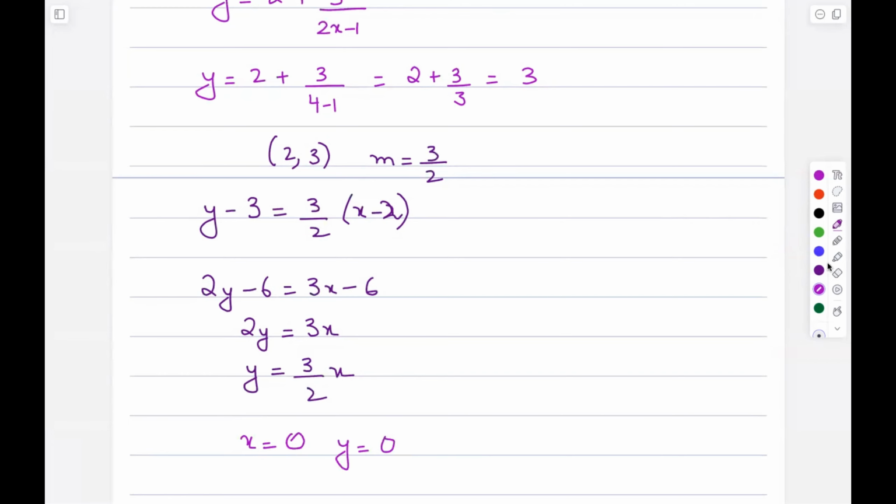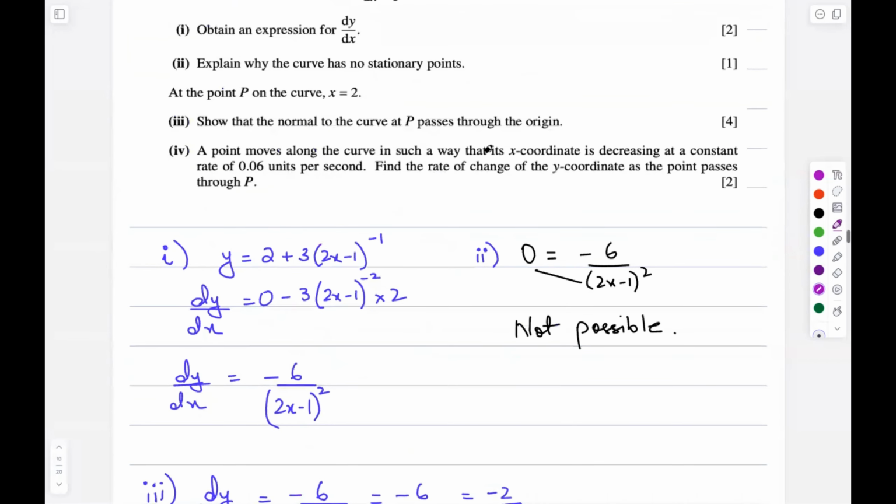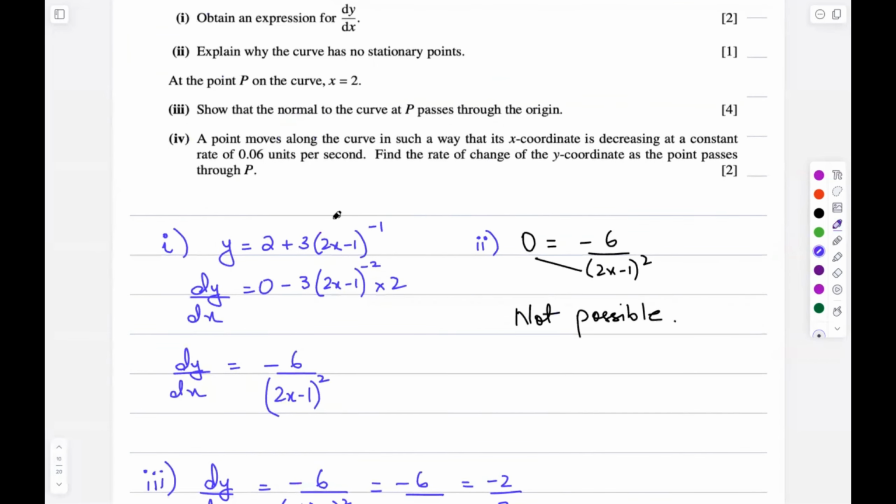So it shows that the normal to the curve passes through the origin. In part 4, it says a point moves along the curve in such a way that the x coordinate is decreasing at a constant rate of 0.06. We have to find the rate of change of y as the point passes through P.